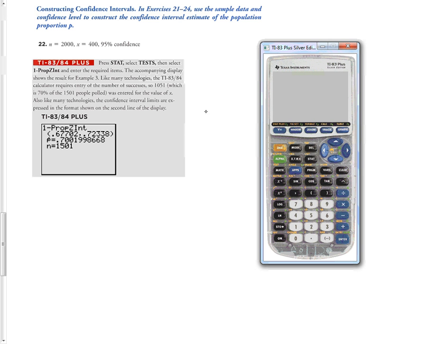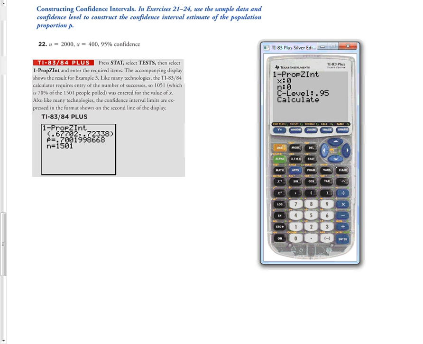So we go to stats like it says. Press stats. Here's stats. And then it says select tests. So notice above here we have edit, calc, and test. We're going to go over until we get to tests. And under tests, I see one prop z int. Let's see, scrolling down. That's one prop z test. That's not what they're asking for. We want one prop z int. So let's see. One prop z int is letter A. If you scroll down, one prop z int, we press enter, and it brings up this screen.